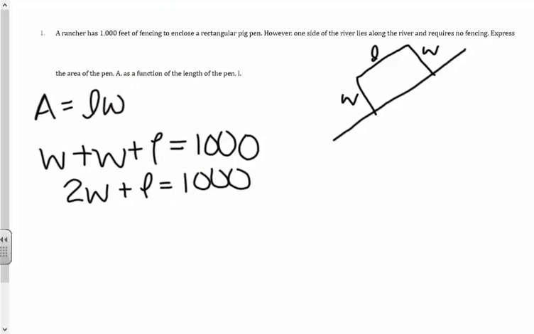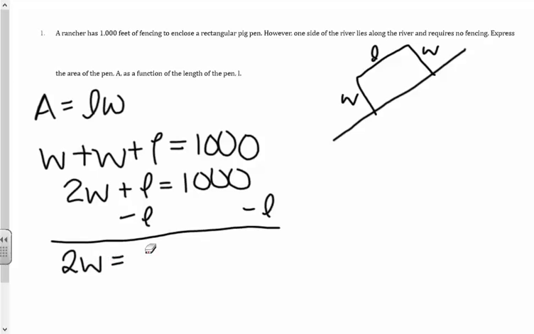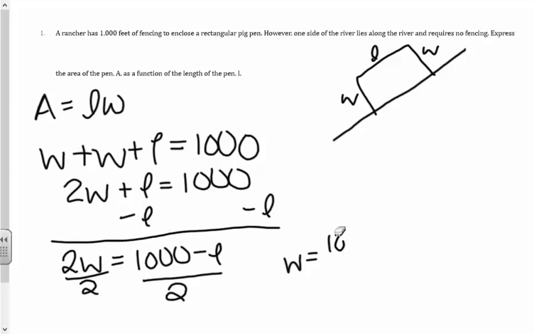Now, the only problem here is that I don't want there to be a W in here. So what I want to do is take this equation and solve it for W. So I'm going to subtract L from both sides. Twice the width is equal to 1,000 minus the length, and I'm going to divide both sides by 2. So the width is equal to the 1,000 feet minus the length, divided by 2.